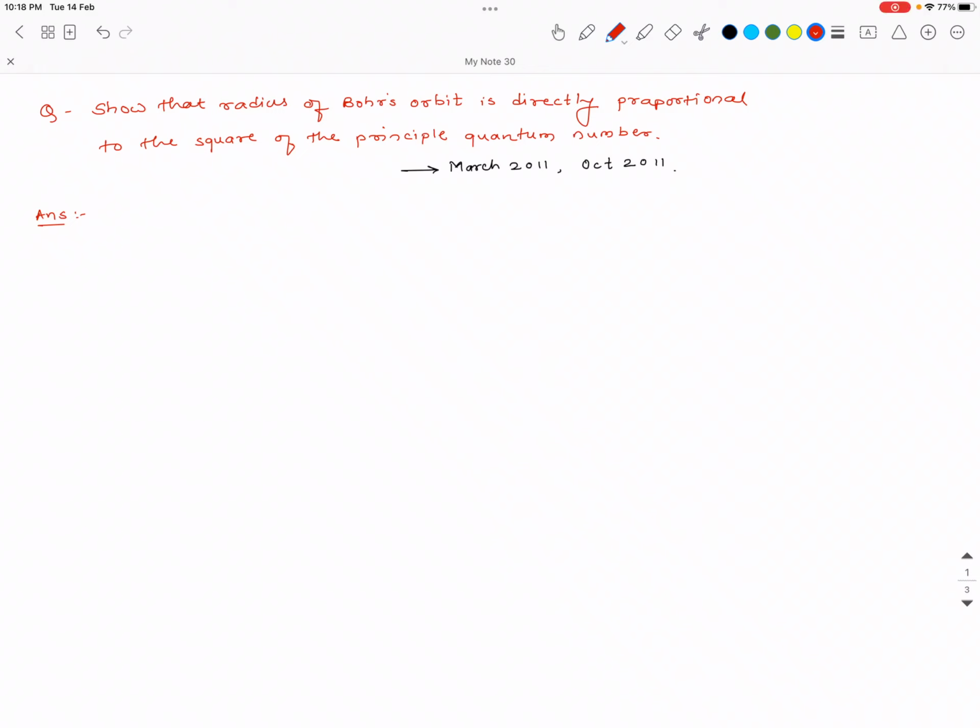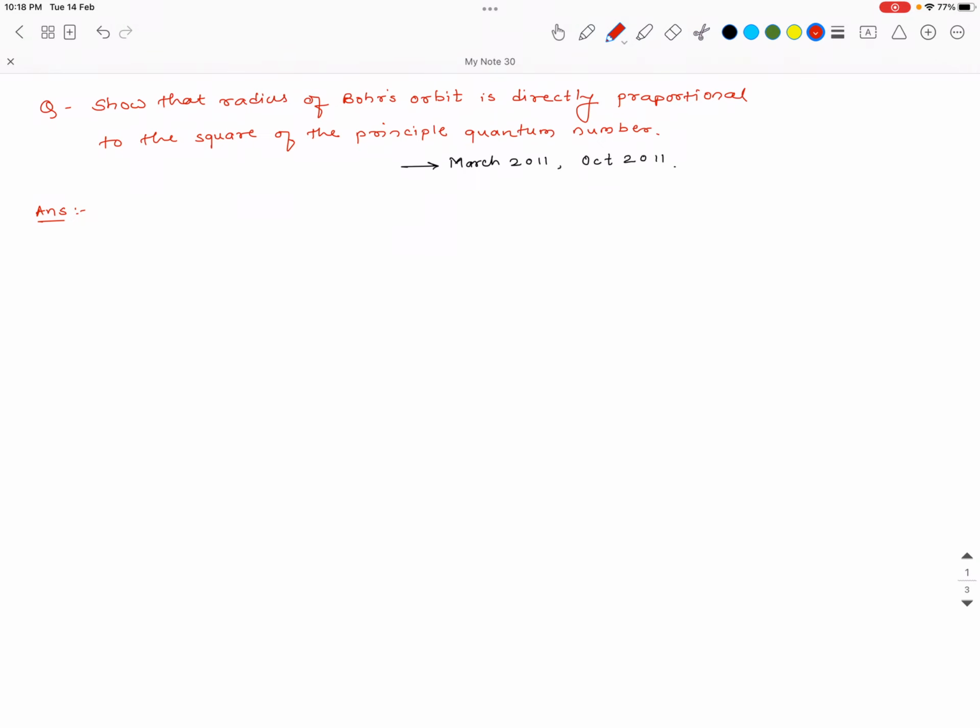Previous year board question: Show that the radius of Bohr's orbit is directly proportional to the square of the principal quantum number. Now let's see the answer to this question. So, by Bohr's first postulate.